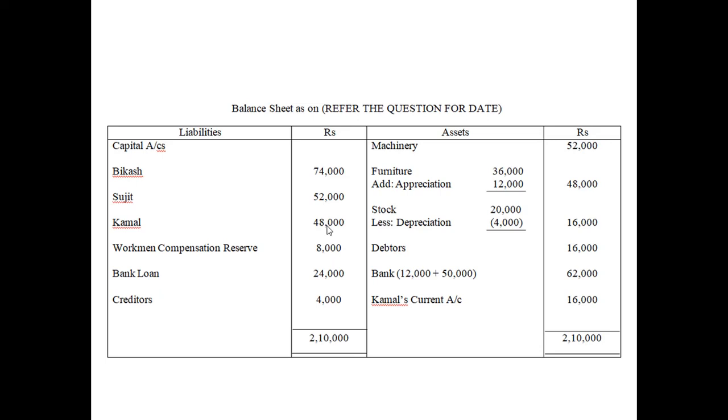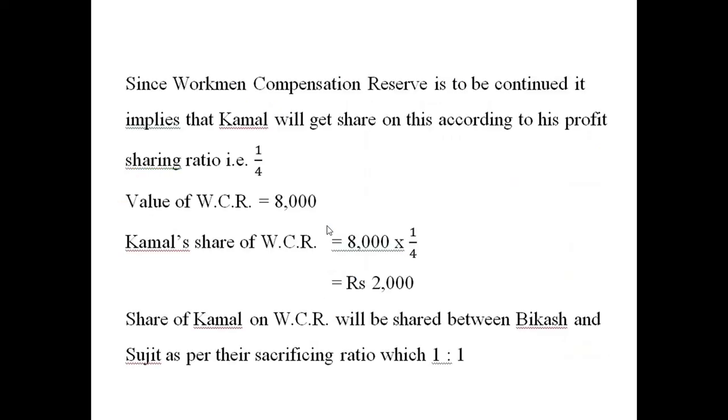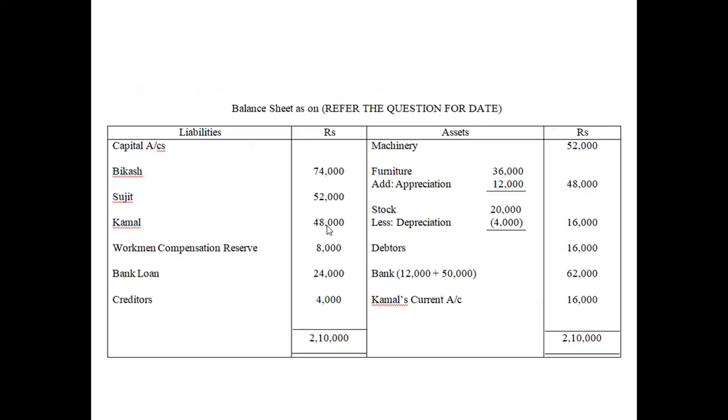Okay. And in this question, WCR was to be continued, isn't it? That is why we did this kind of adjustment here, isn't it? So WCR will continue here 8,000. Okay. Bank loan 24,000 and creditors 4,000.